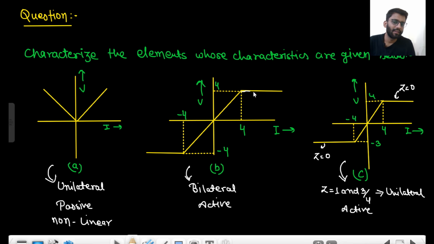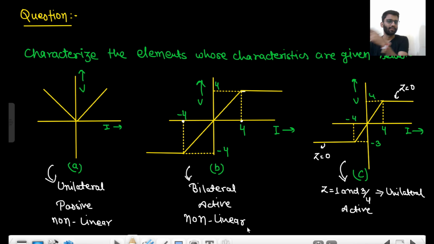But here, what is happening? Here it is not a straight line passing through origin. It has to be always a straight line passing through origin. So only for I equals minus 4 to 4, it is acting as a linear element. After that, it is not acting as a linear element. Okay. So it is also considered as non-linear. Did you understand it? Straight line passing through origin for minus 4 to 4 only.